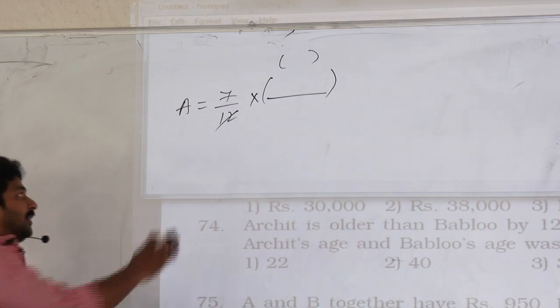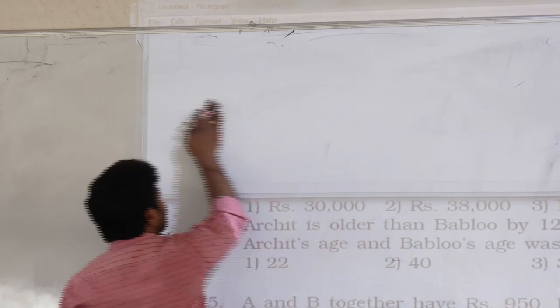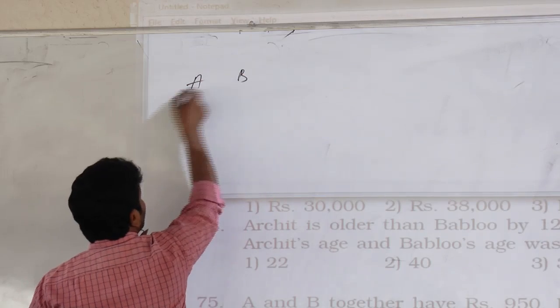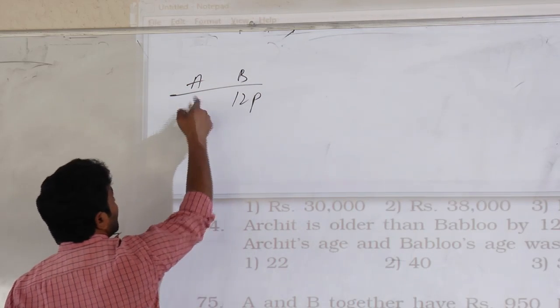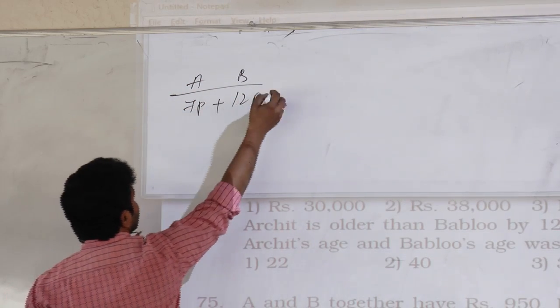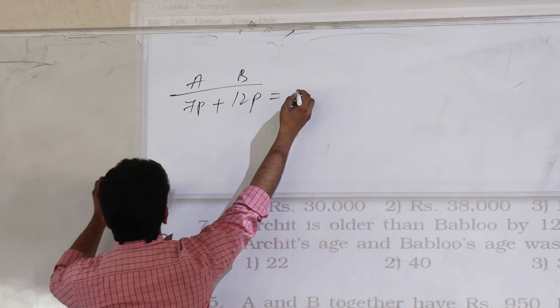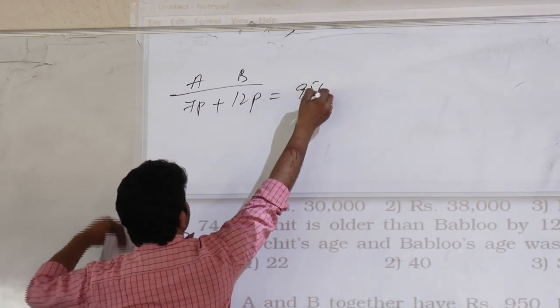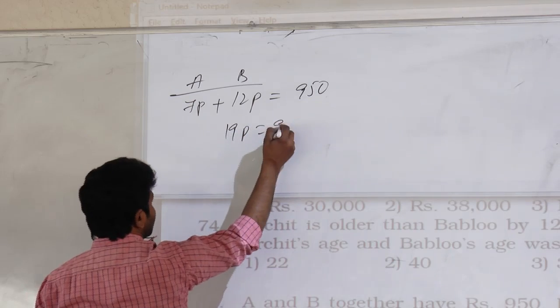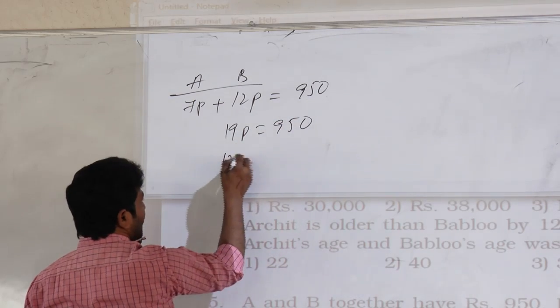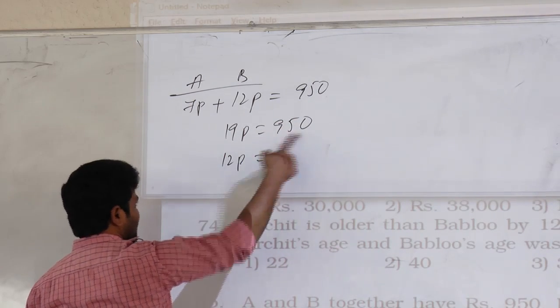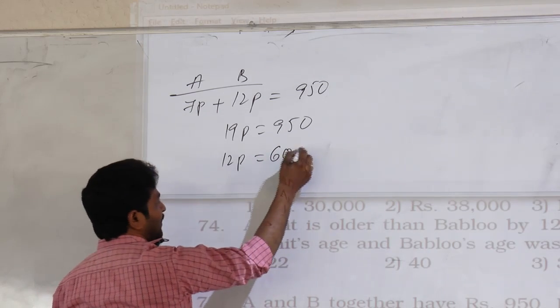Otherwise, if you treat B as 12 parts, A becomes 7 parts, sum becomes 19 parts, which is 950. 19 parts is 950. 12 parts is how much? 19 5 times and then 0. 12 5 times and then 0.